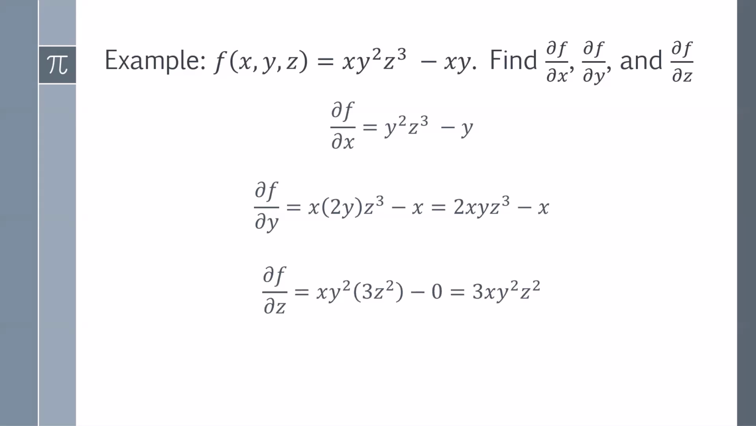Finally, for the derivative of f with respect to z, we treat the x and y squared as constants. The derivative of z cubed is 3z squared. So we get xy squared times 3z squared. The derivative of xy is 0. So we end up with 3x y squared z squared.